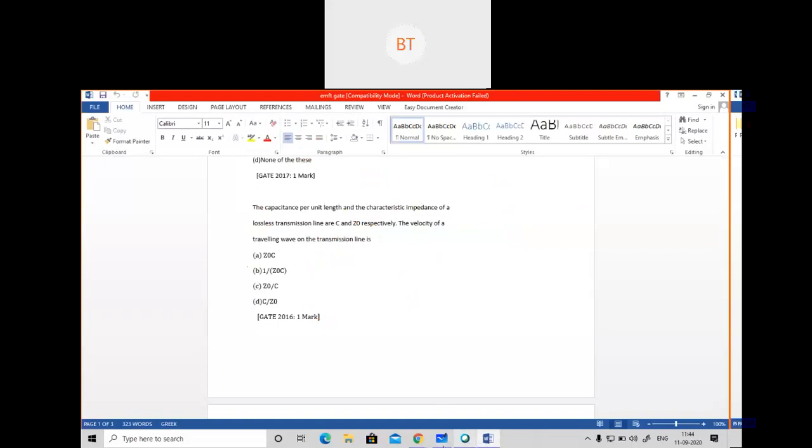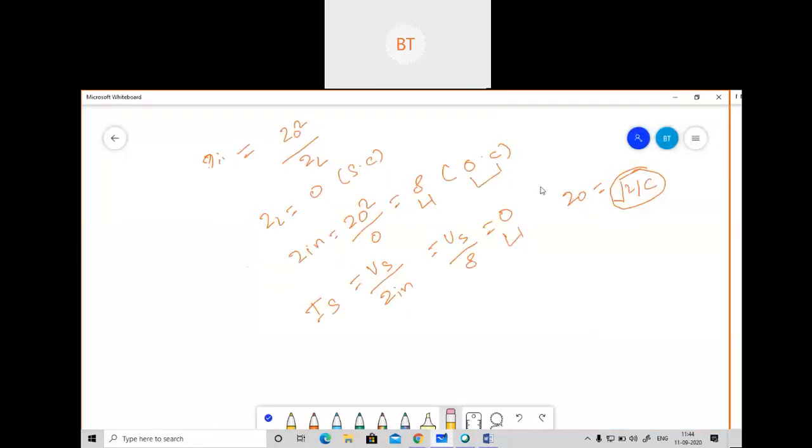1 by Z naught. So if you are aware that Z naught is equal to root L by C, so what will we write here?